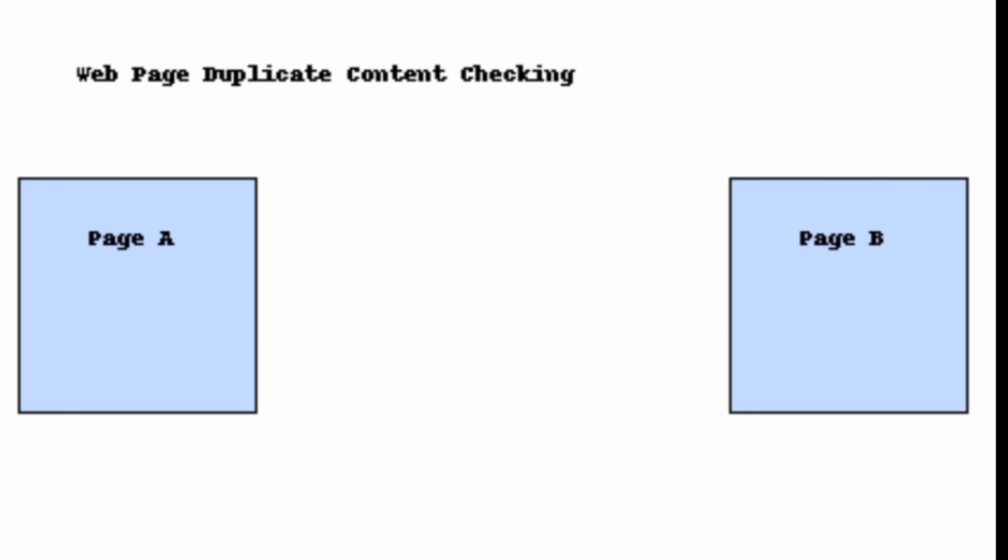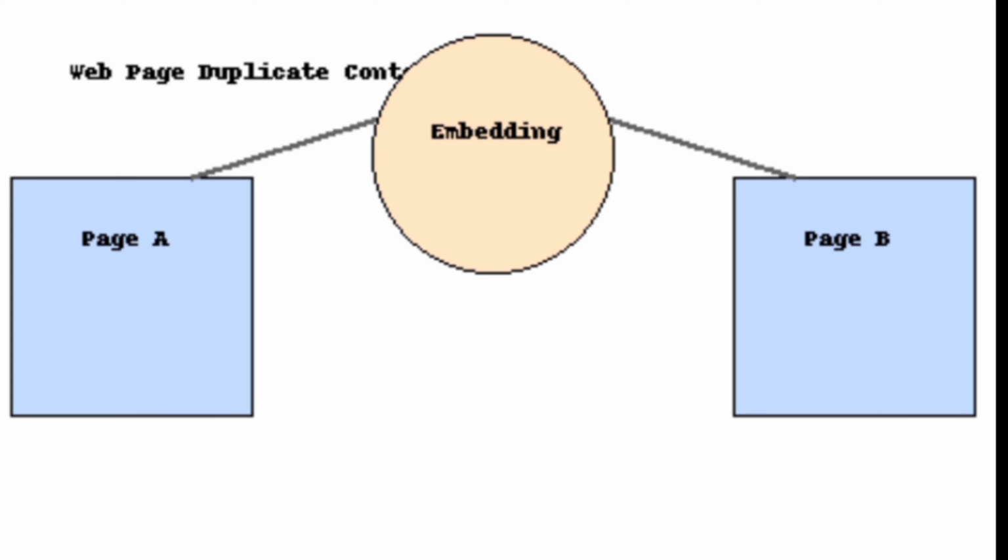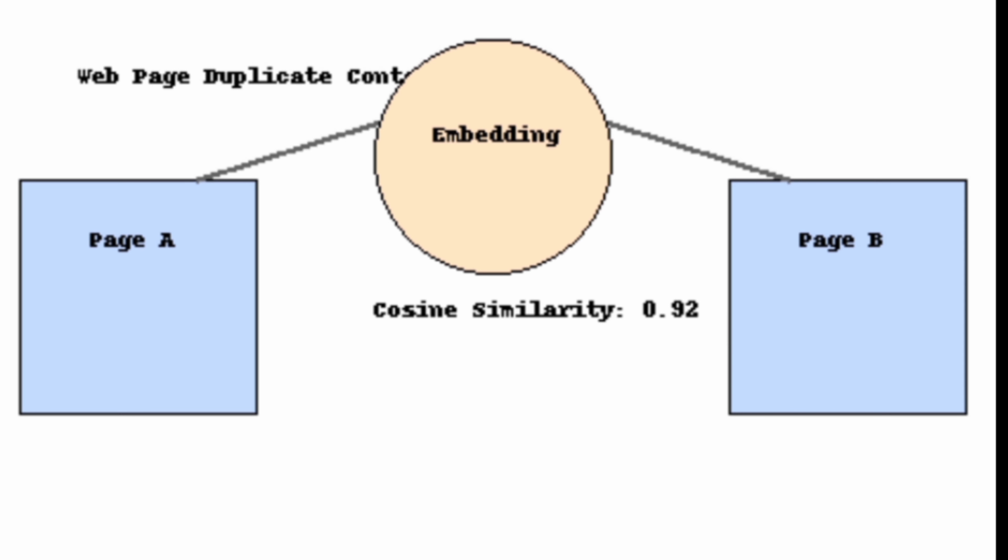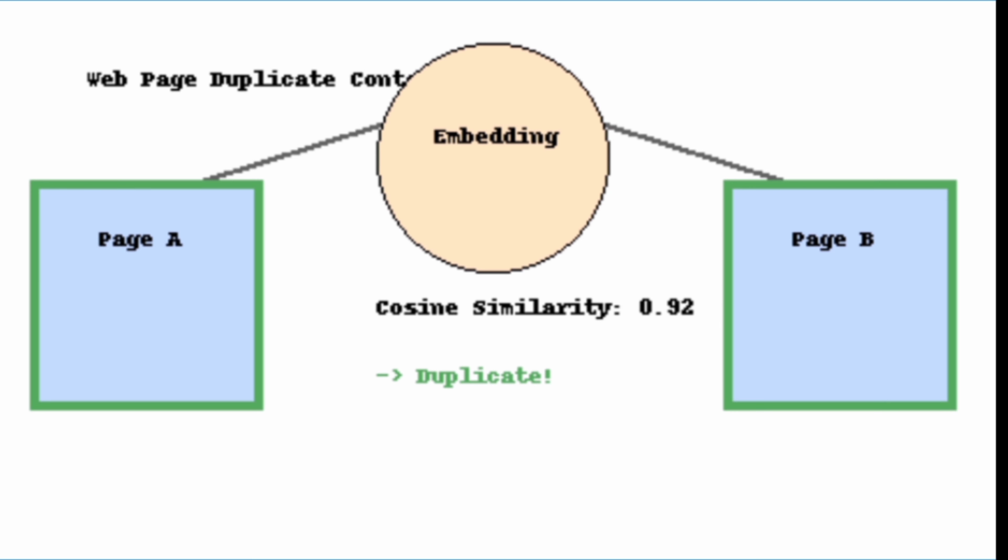First, two pages, page A and page B, are converted into numeric vectors that capture their full text meaning, the embedding circle. Next, the cosine similarity between those vectors is calculated, 0.92 in this example, meaning the pages share 92% of their semantic content. Finally, when the score exceeds our threshold, both pages are flagged as duplicates.